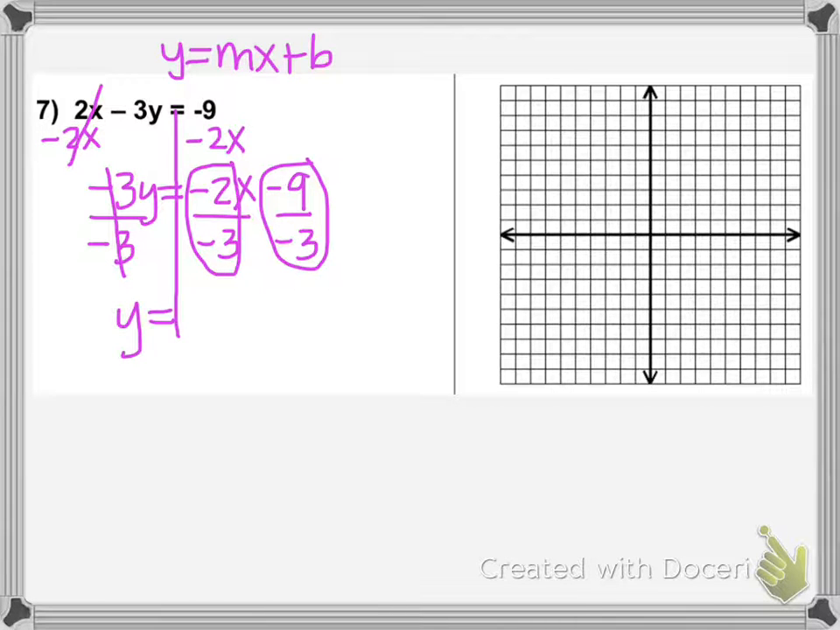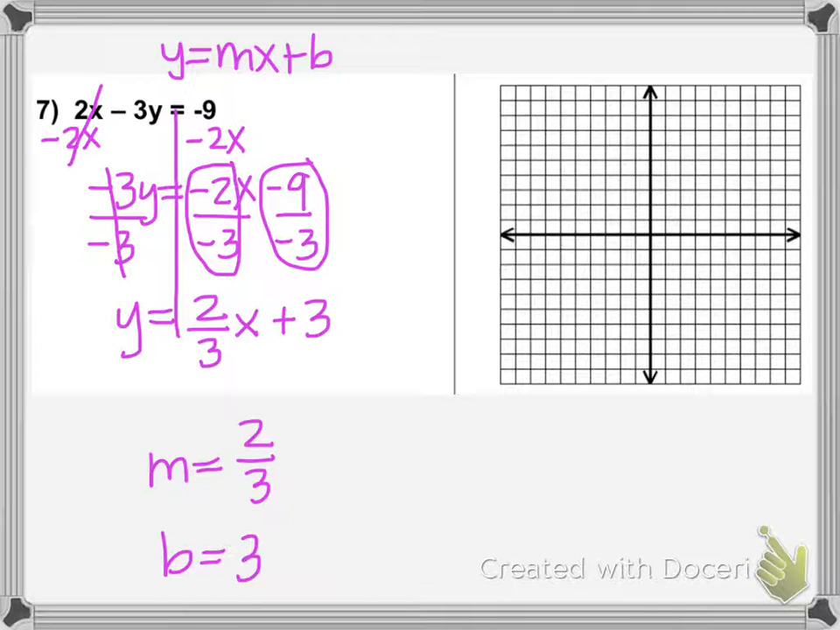Negative 2 over negative 3: I've told you if you have a negative in the top and in the bottom, negative divided by negative is a positive. So that's the same as positive 2/3 x. Don't forget your x. And then negative 9 divided by negative 3 is positive 3. So my m is positive 2/3. My b is 3. Positive 2/3 and 3.